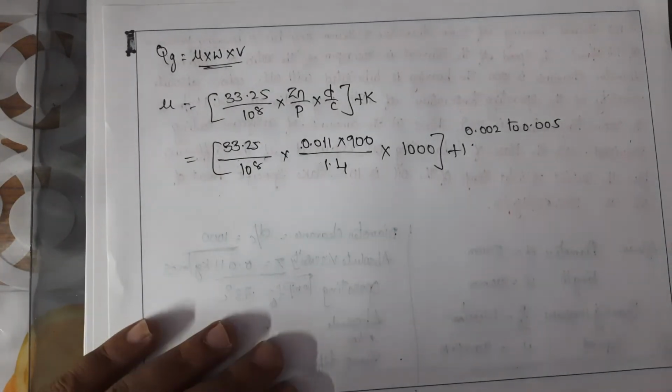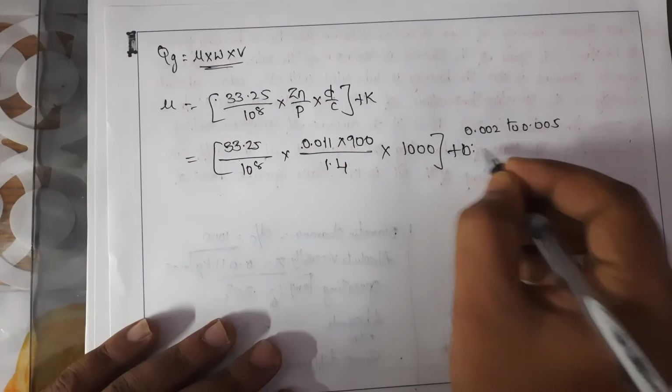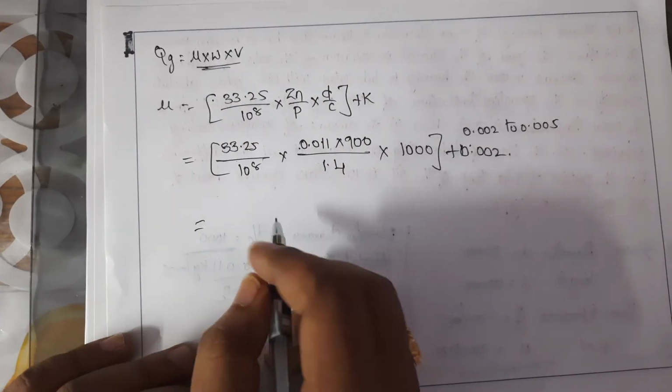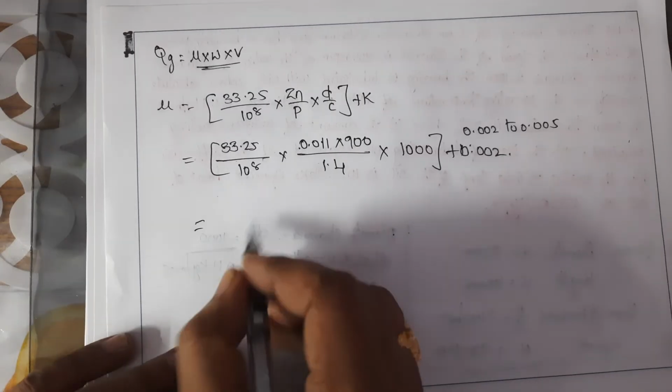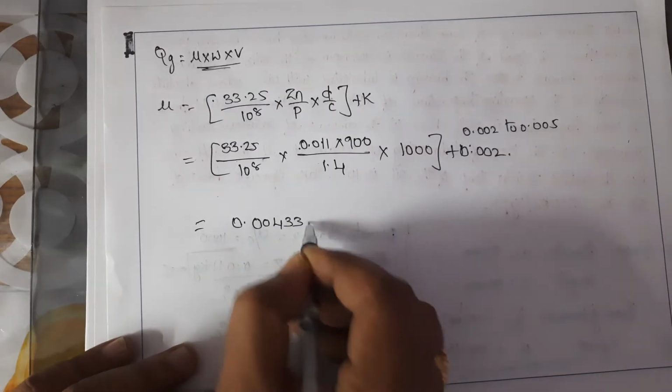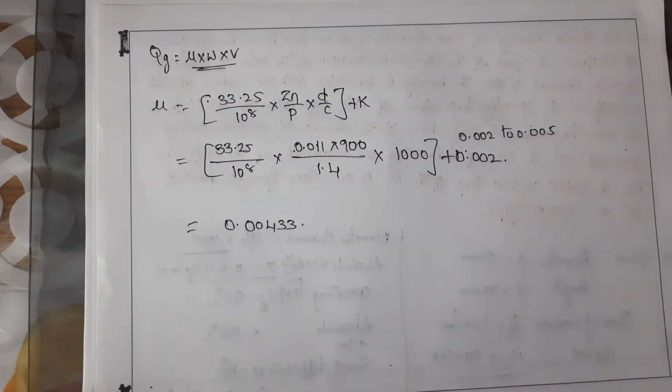I am just taking the K value as 0.002. So this is the thing. I have got an answer of 0.0043. This is the value that I have got while calculating the Qg.